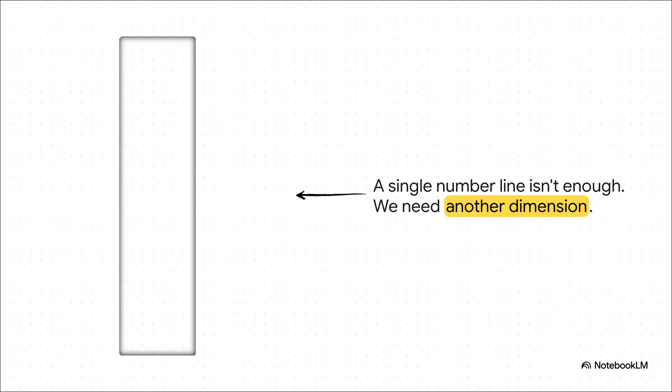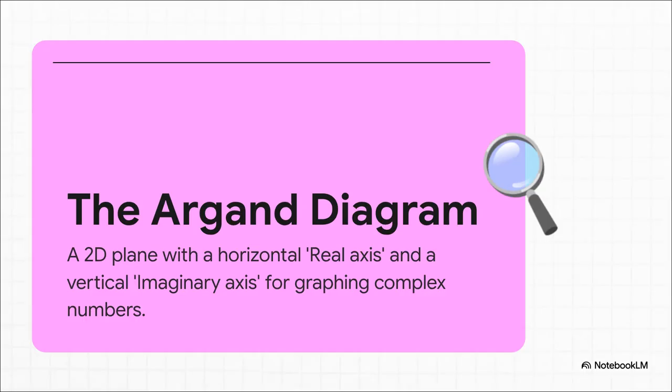You know our good old number line, right? That single horizontal line. It's perfect for real numbers, but it's got no room for that second imaginary part. It's totally one-dimensional. So it's pretty clear, a single line just won't cut it. We're going to need another dimension. And the solution is brilliant. It's called the Argand diagram, or you'll also hear it called the complex plane.